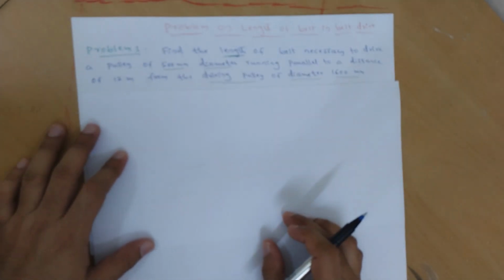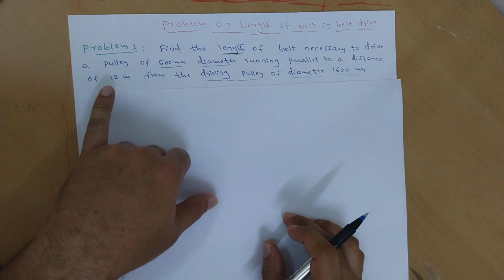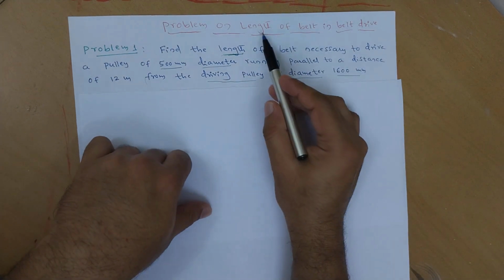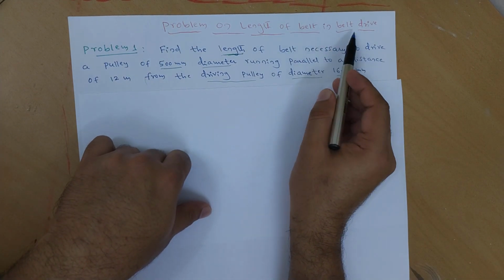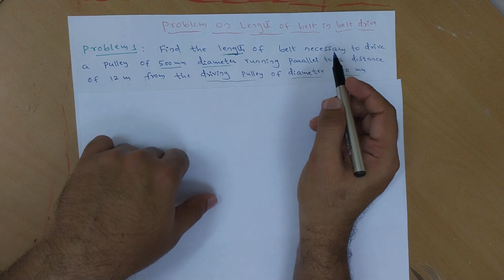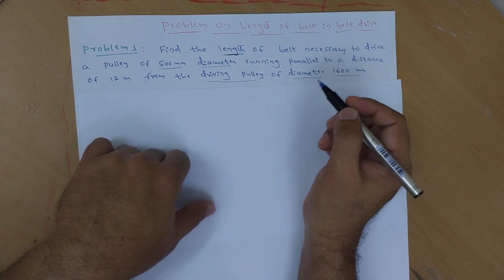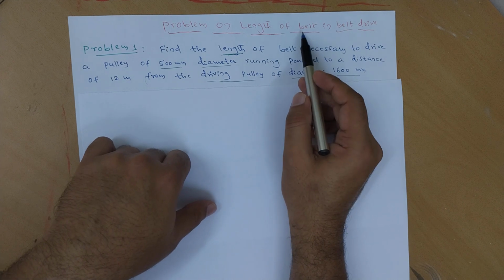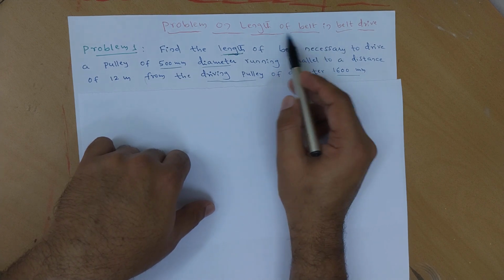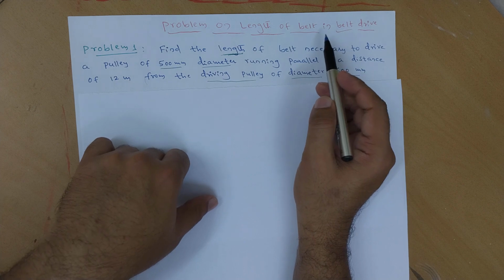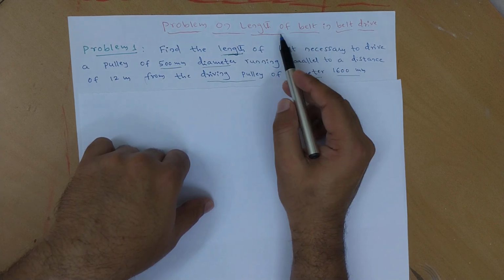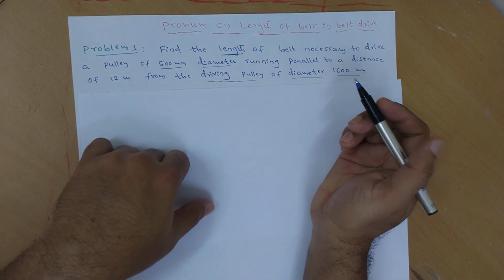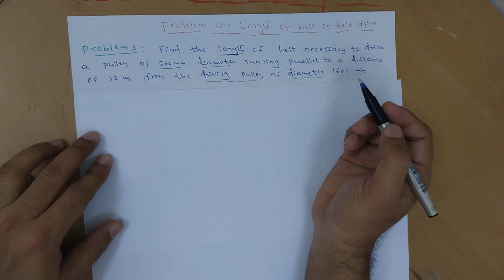In this video, we will solve some problems related to the length of the belt in the belt drive. In the previous two videos, we derived an expression for the length of the belt. In one video, we derived the length equation for open belt drive, and in another, we derived it for cross belt drive. So today we will solve some problems here.